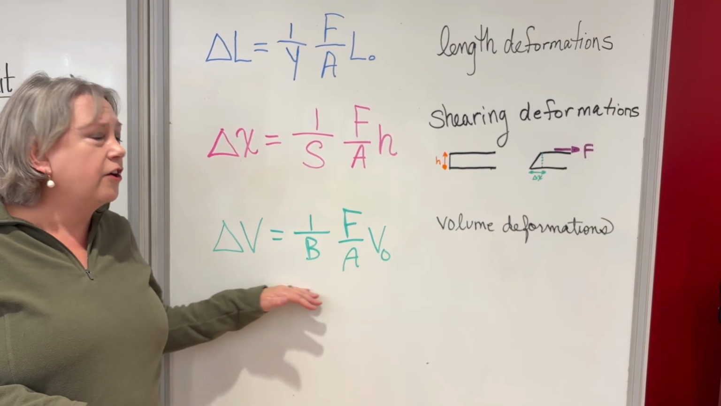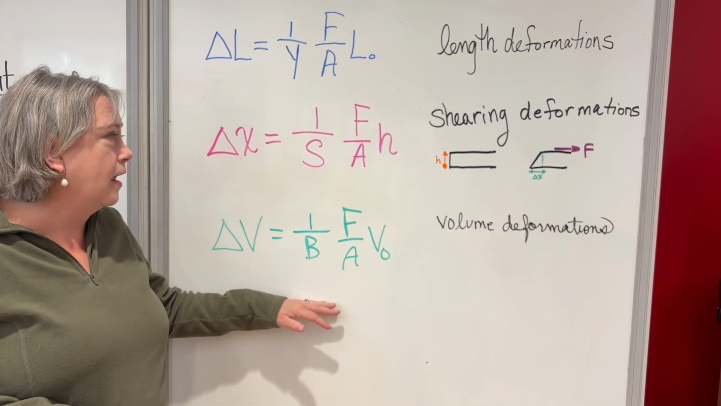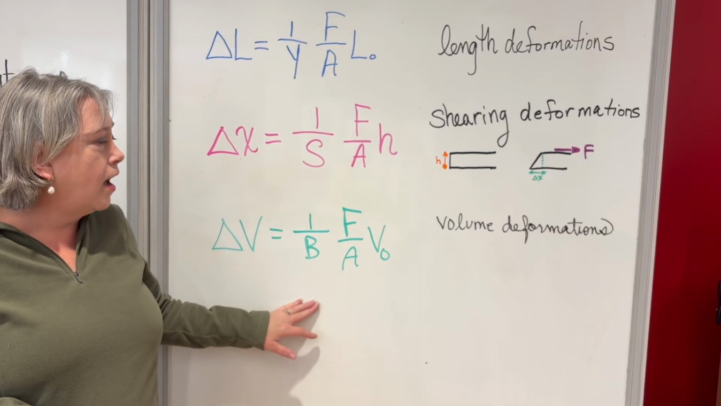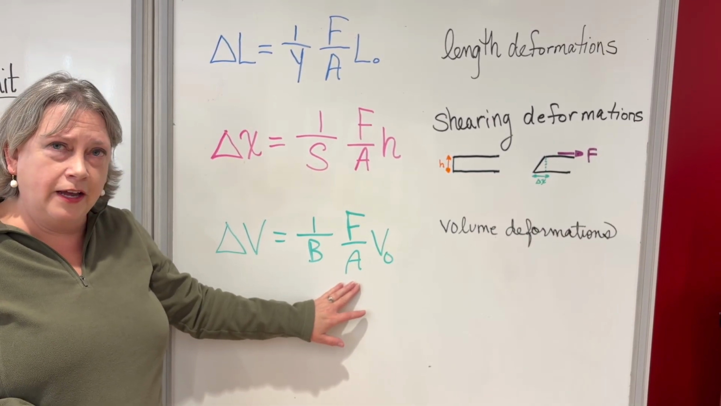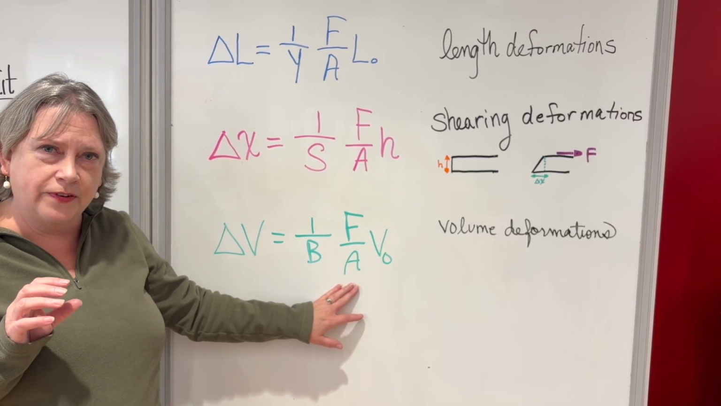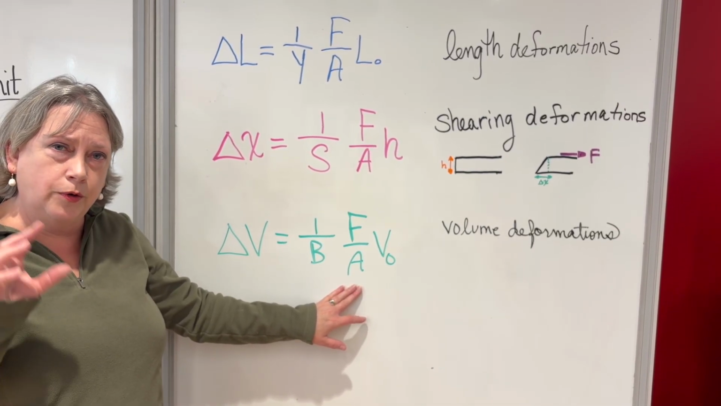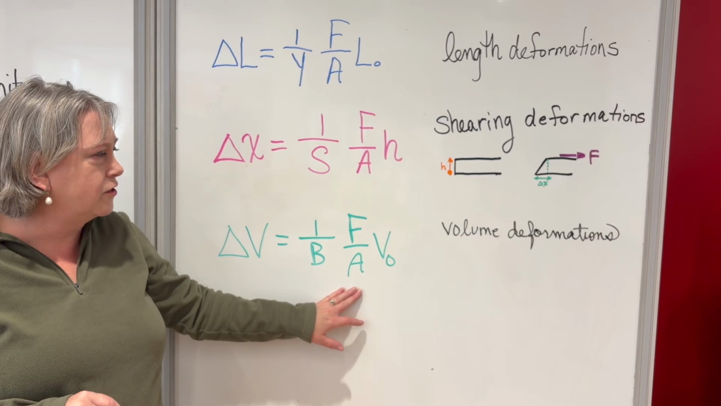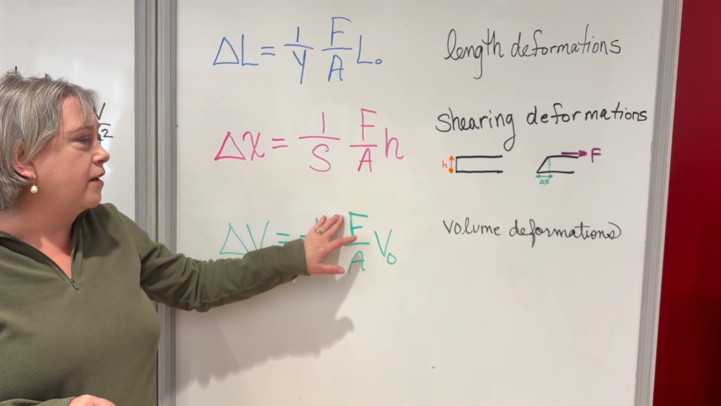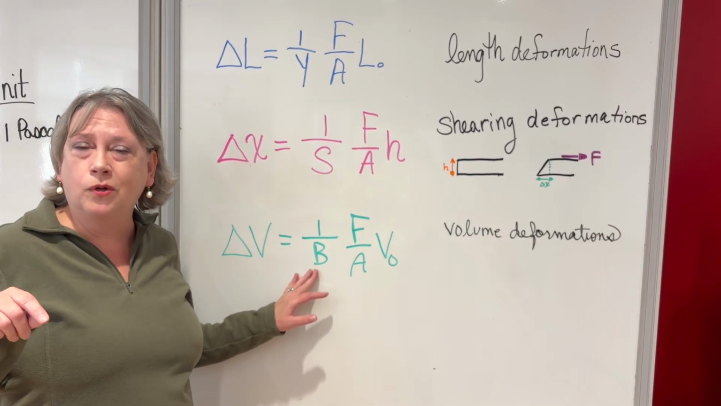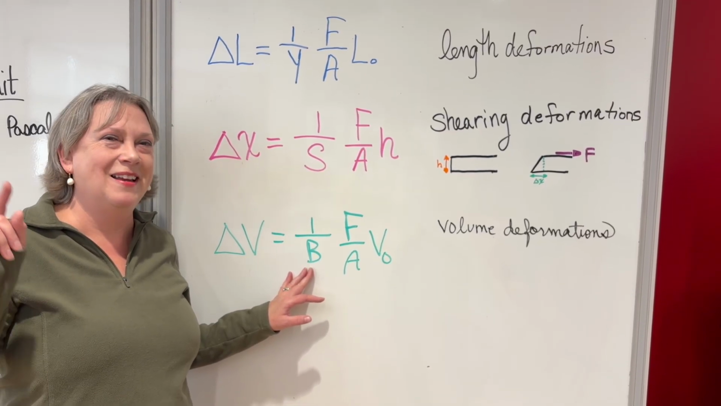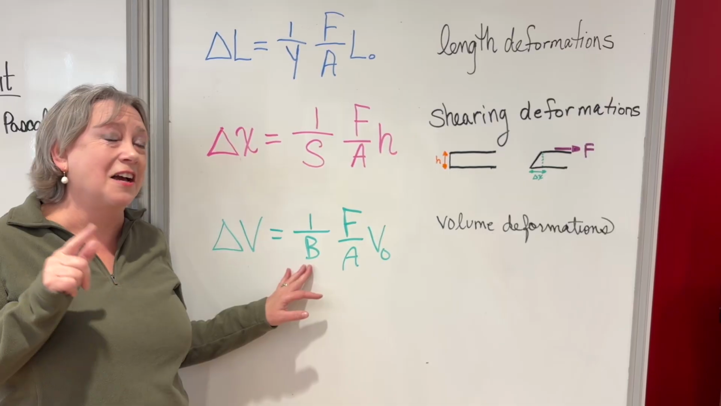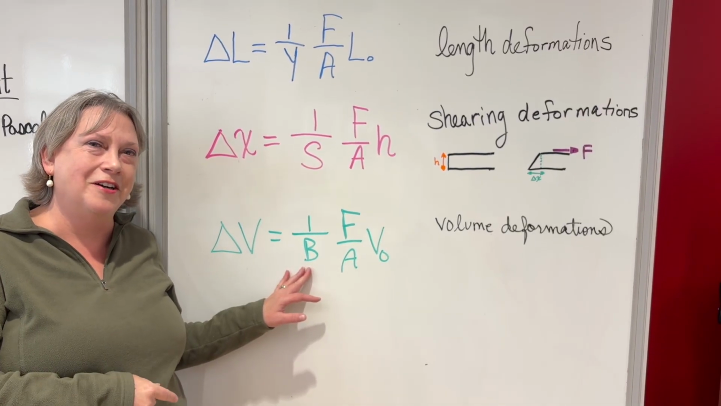And the last one here is volume deformations. Again, initial volume, the area that we're applying it to, so it's often going to be like a surface area of a cube or a sphere, all on your equation sheet. The force, and then this is called the bulk modulus. Again, you probably guessed it, it's something that you look up, and it is a constant for the material.